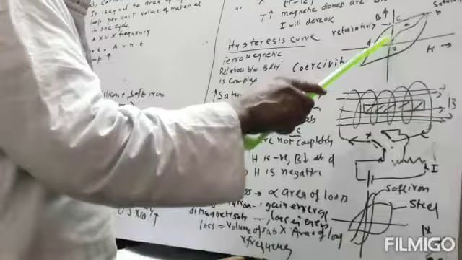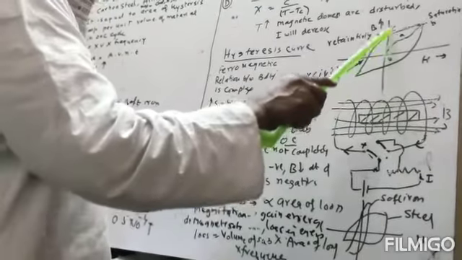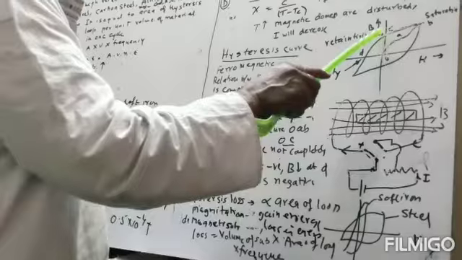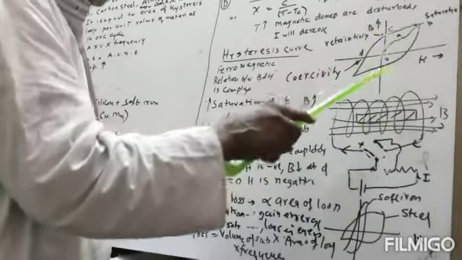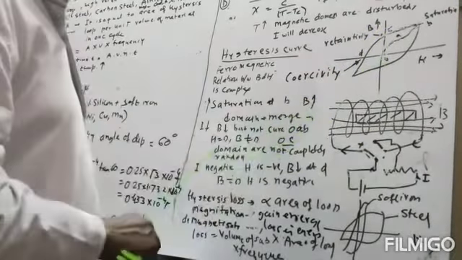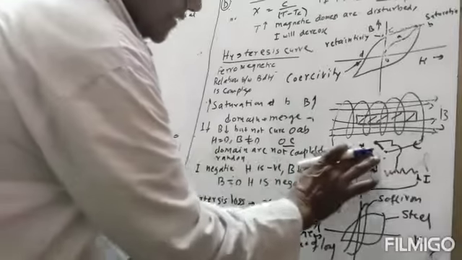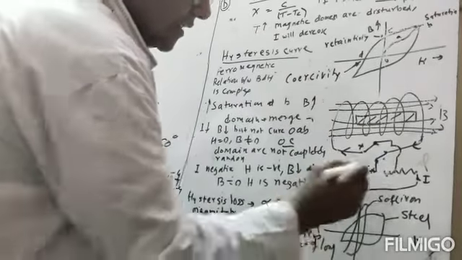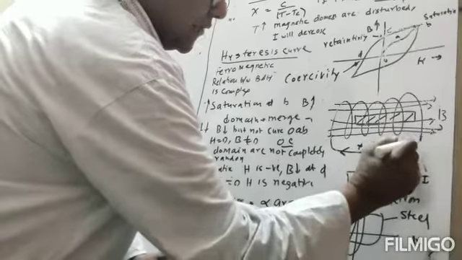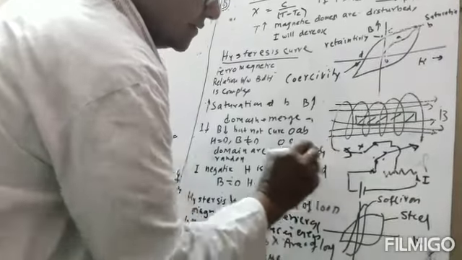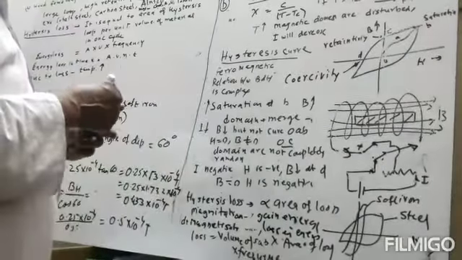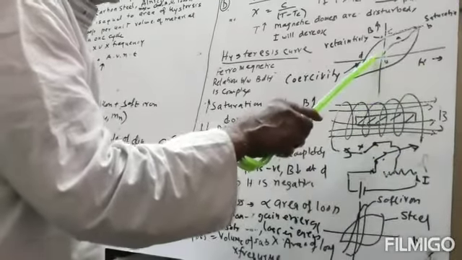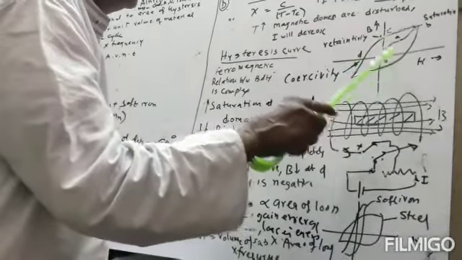Up to this point, this is the positive, and now if we want to make it negative, we will change this direction. Now the direction of current will be reversed. So current will be reversed, so H will also be negative. When H is negative, what will happen?